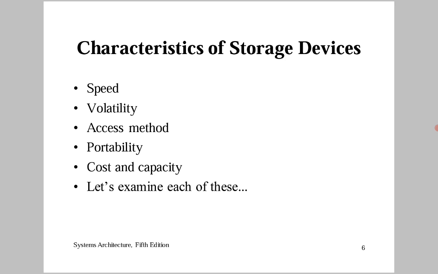Memory transfer rate means how fast the data or information is transferred from input devices to memory, or from main memory to secondary memory, or from input devices to secondary devices. Volatility means whether it is a permanent memory or a temporary memory.